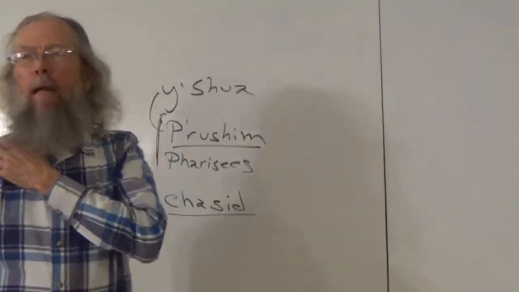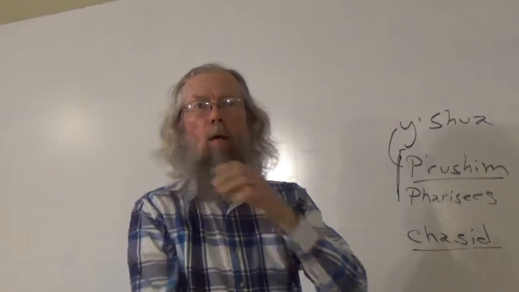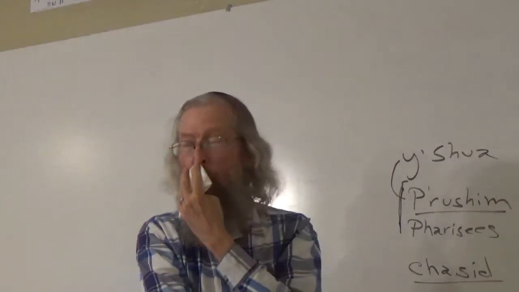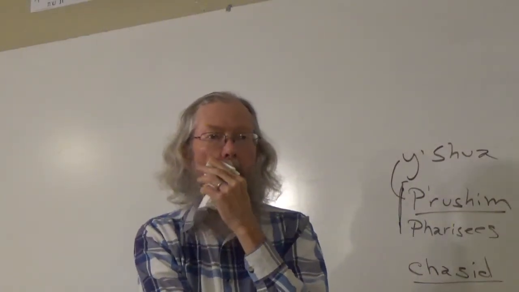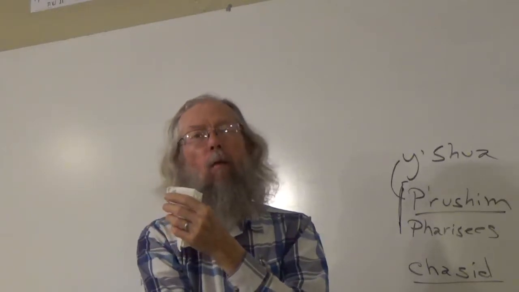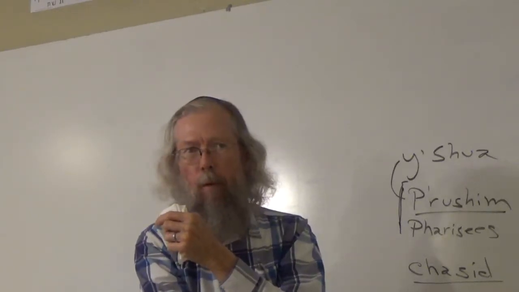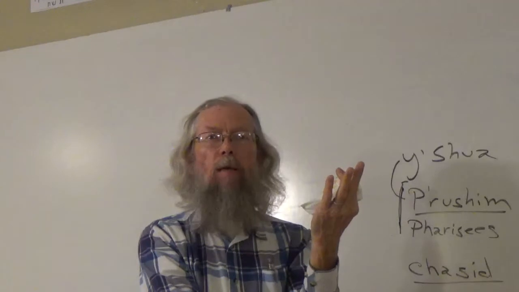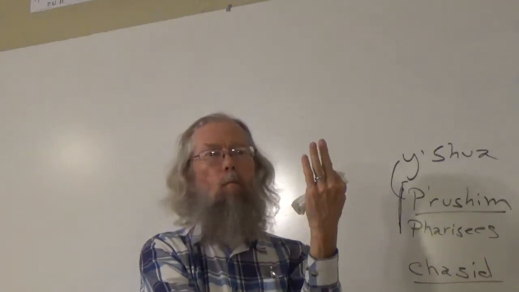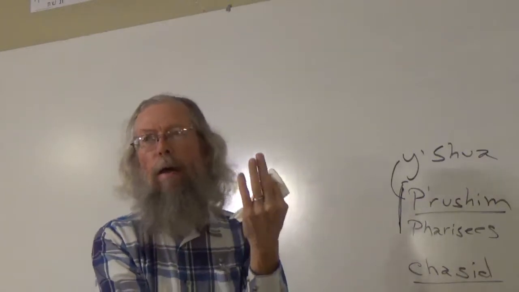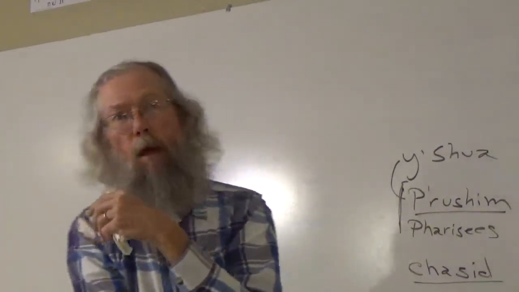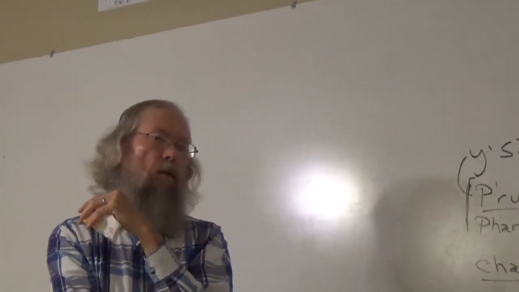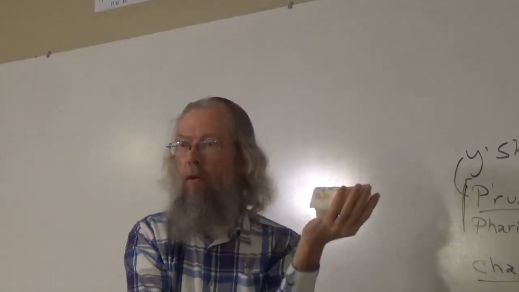Yeshua's argument was not against all Pharisees, against all Prushim. It was only against certain ones, and he tells us which ones he was against. Who did he argue with? Who was it who he went against? He went against those who were hypocritical. Obviously, today the term Pharisee in Christianity is used as a pejorative, as a put-down. So in church today, if the pastor calls you a Pharisee, that's not a good thing. In Judaism, if you're called a Pharisee, that's considered to be an excellent thing, even to this day.